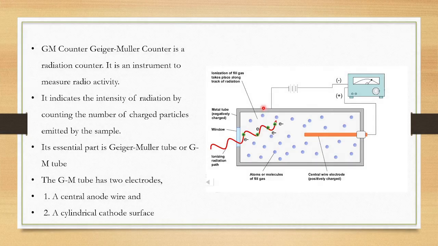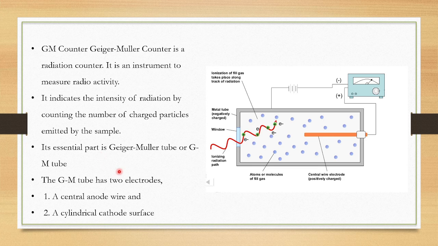So next video, GM counter machine. GM counter or the Geiger-Muller counter is a radiation counter machine, and it's an instrument to record the radioactivity. So what does it indicate? It indicates the intensity of radiations. So this instrument indicates how much the intensity of radiation is by counting the number of charged particles emitted by a sample.